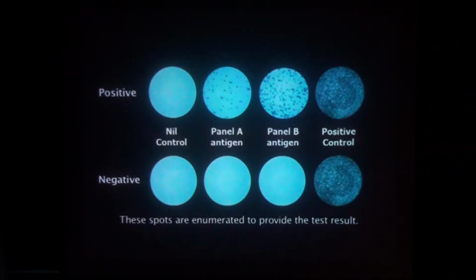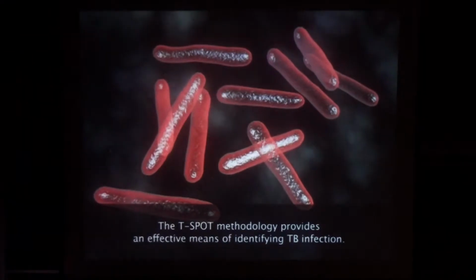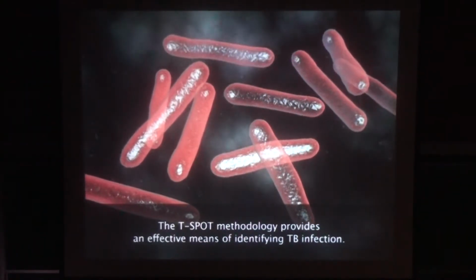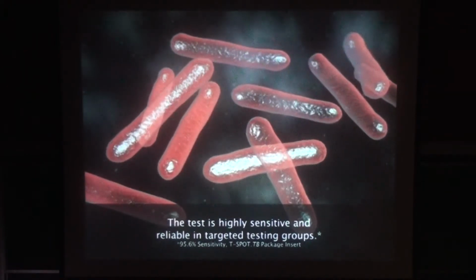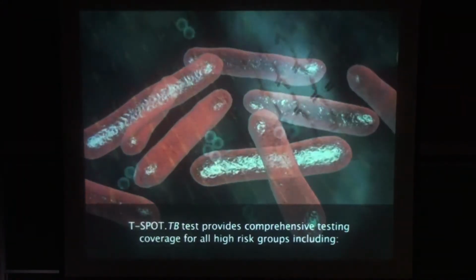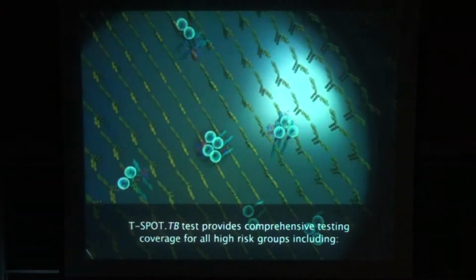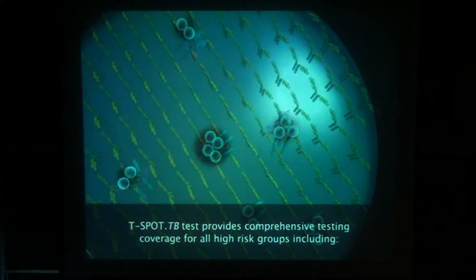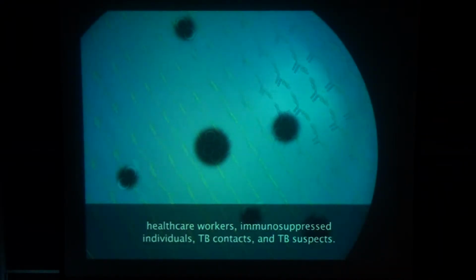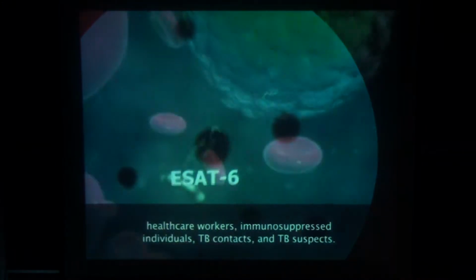These spots are enumerated to provide the test result. The T-spot methodology provides an effective means of identifying TB infection. The test is highly sensitive and reliable in targeted testing groups. T-spot TB provides comprehensive testing coverage for all high-risk groups, including healthcare workers, immunosuppressed individuals, TB contacts, and TB suspects.